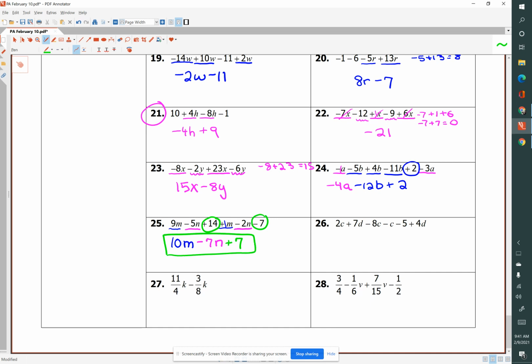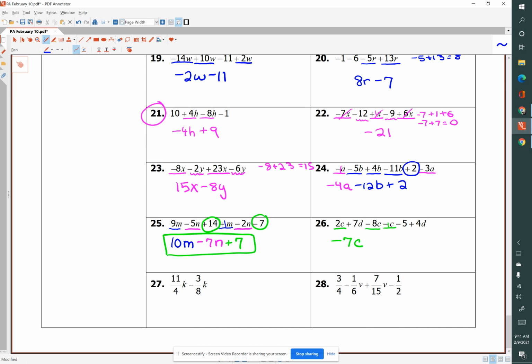In number 26, we have C and D, and we have one constant, -5. So I have 2C plus 7D minus 8C minus 1C minus 5 plus 4D. So let's look at the C's. 2 minus 8 is -6. Minus 1 is -7. So we have -7C.